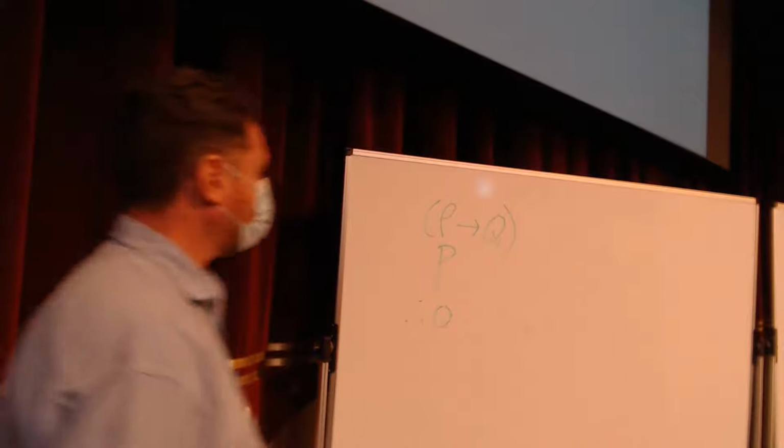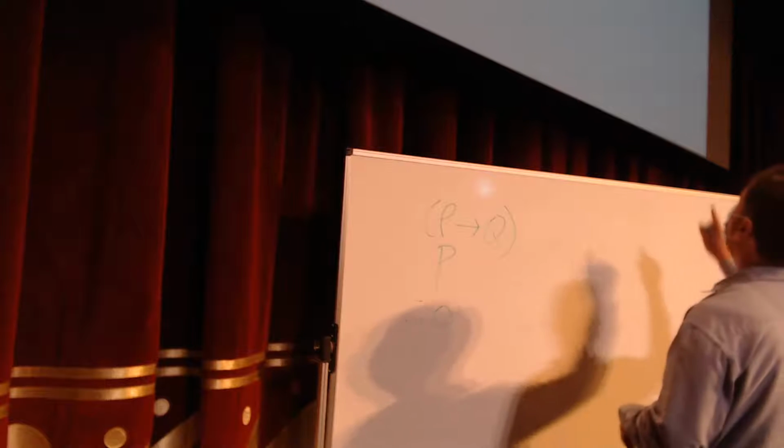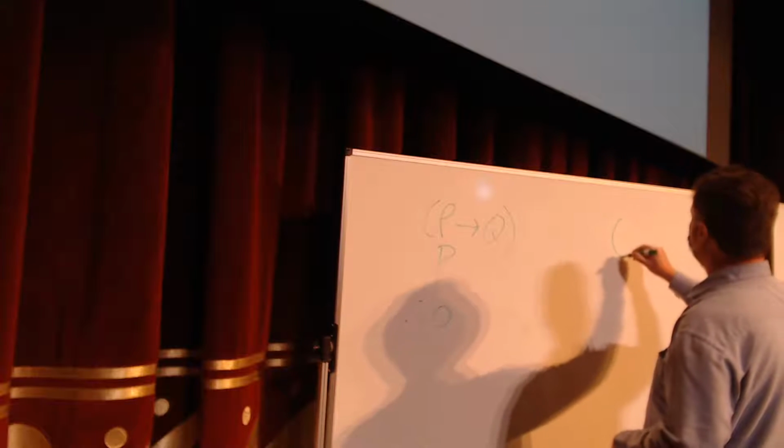All right, so that's one arrow rule. I sometimes call it left to right arrow rule. The technical name is modus ponens. Then we have the second arrow rule, which is sometimes called modus tollens.